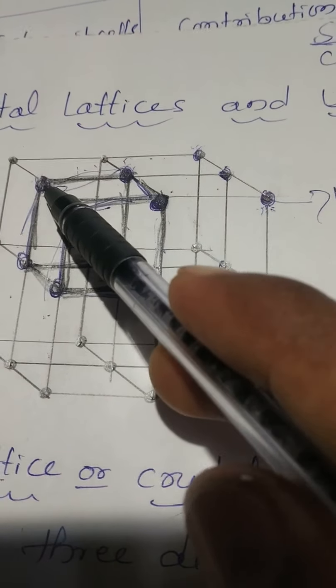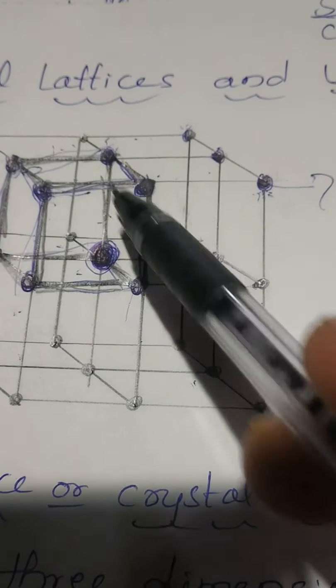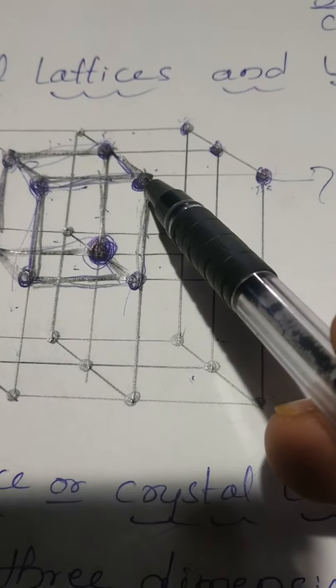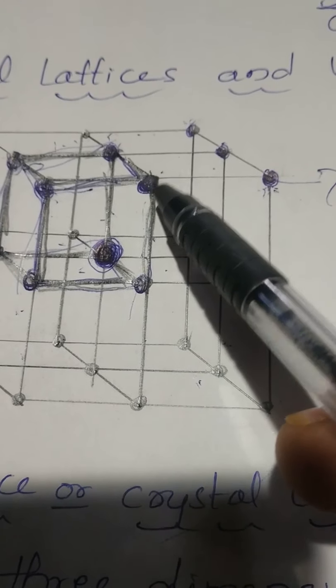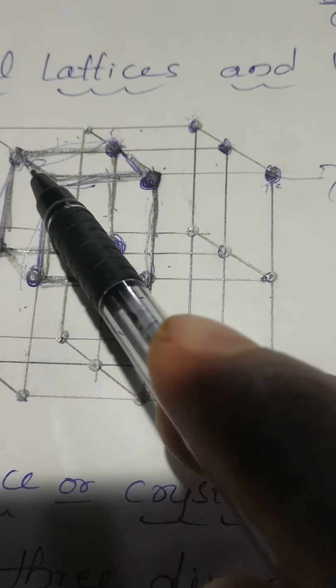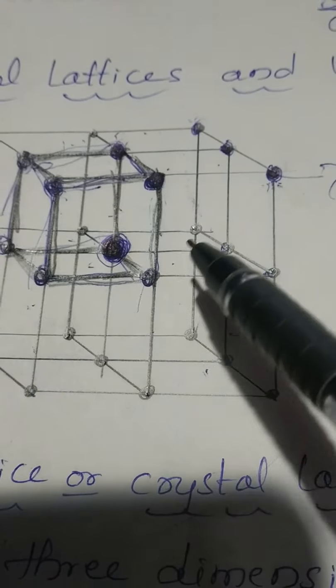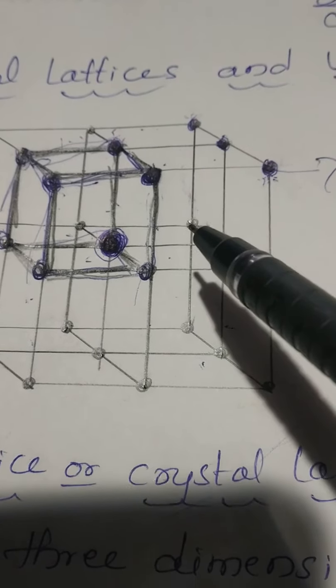These are the corner atoms. This corner atom is also shared among 8 unit cells. This one is also shared among 8 unit cells, and this one too. Each corner atom is shared among 8 unit cells.